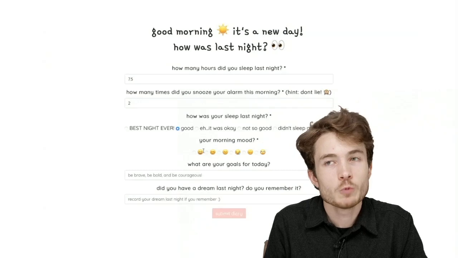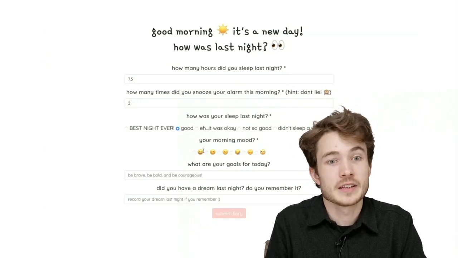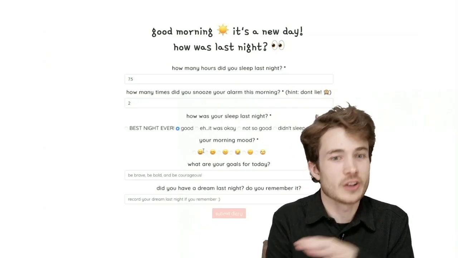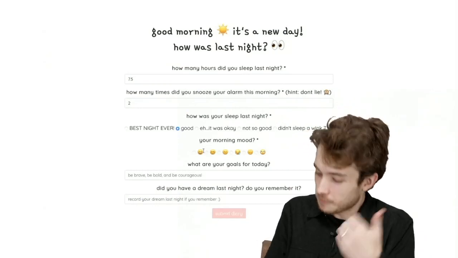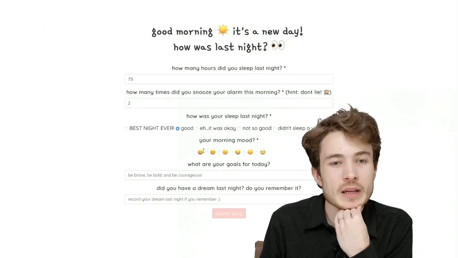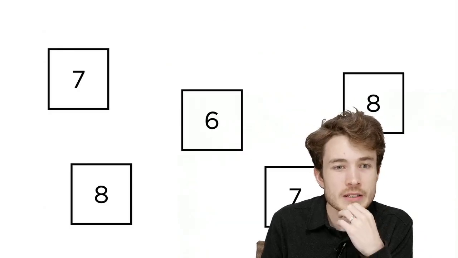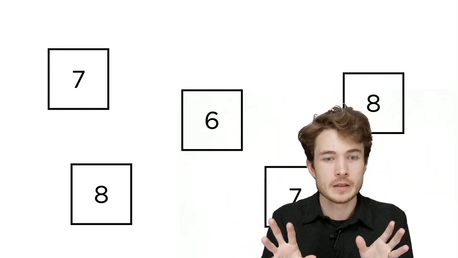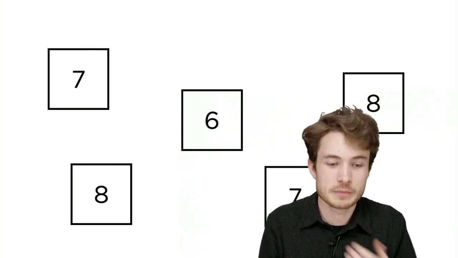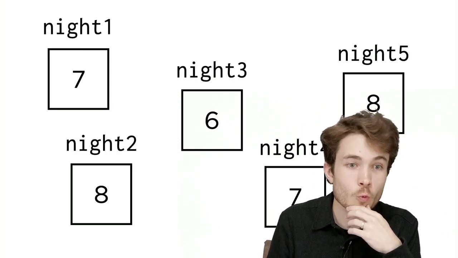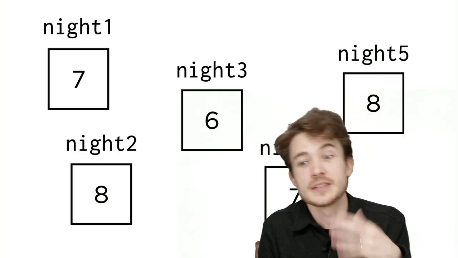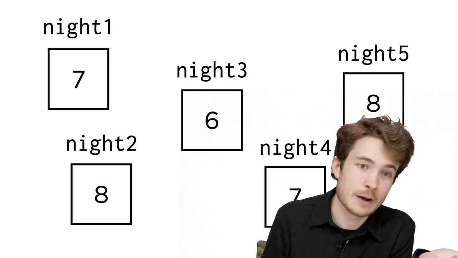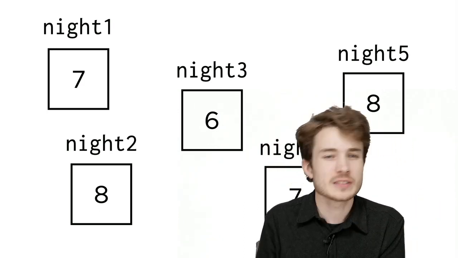Now, if we only had things like variables and not arrays, we might be forced to do something a bit like this. We might have to store this data in individual pieces, kind of around our computer's memory, and we might even give them individual names, something like, well, on night 1, we slept 7 hours. On night 2, we slept 8 hours. On night 3, we slept 6 hours.